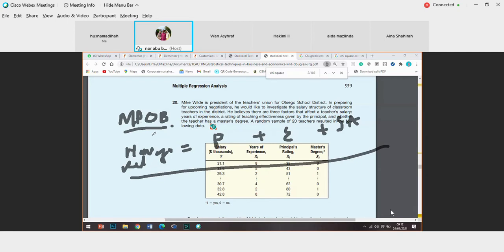Sebab awak pun dah ada dalam kepala awak kan? Harga bergantung pada this and this and this. But now, you want to see whether your belief is true and by how much. Ini 1.2 ke, 3.4 ke, betul Ash?